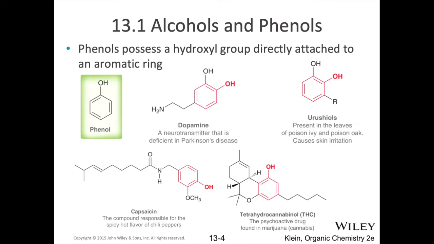In this chapter, we'll also look at phenols. Phenols are alcohol groups attached to a benzene ring. Again, we'll see that having that benzene ring in close proximity yields a bunch of interesting properties.